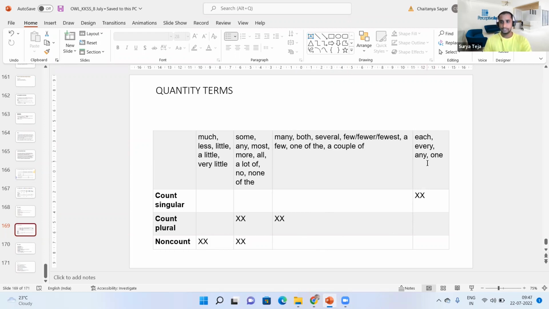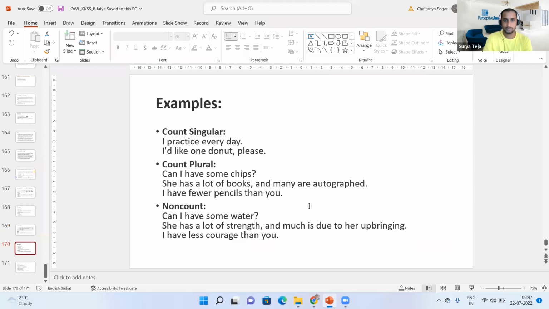Likewise, each, every, one, anyone is also not applicable for the non-count nouns like anger, or maybe gratitude, love, friendship, something like that. So these are the rules. We'll see certain examples with these quantity terms which you have mentioned just now. So first, to start with, we'll start with the count nouns which are singular.